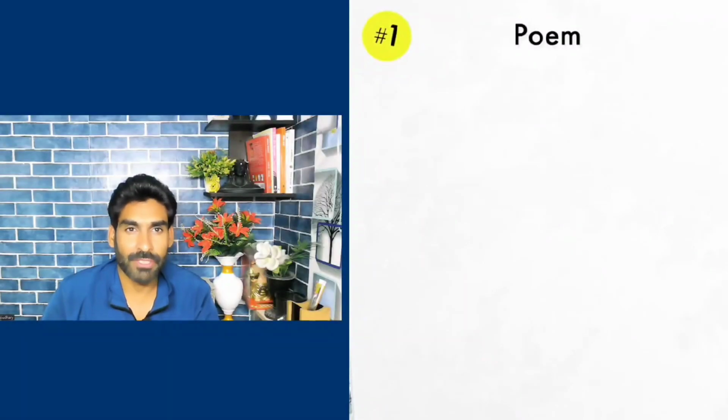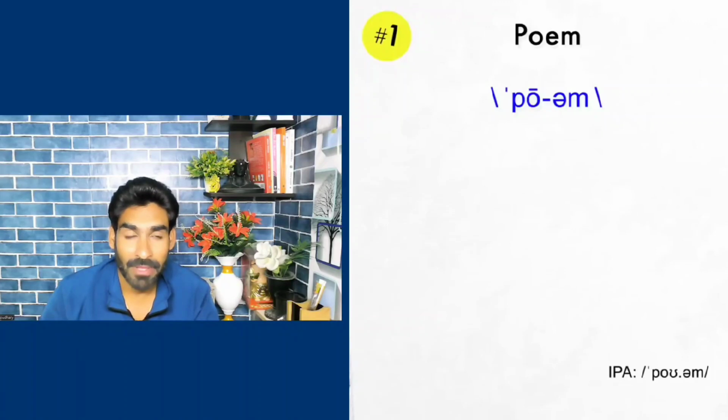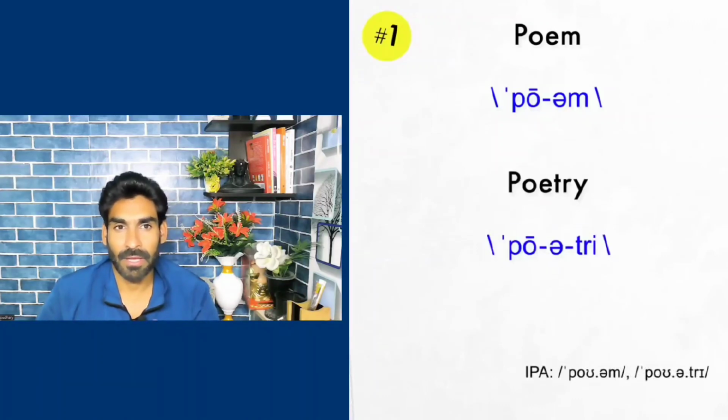So the first word we have is poem. Generally, people pronounce it wrong, which is not correct. And another word we make by using poem is poetry. People pronounce it incorrectly, but it should be said correctly as poetry.